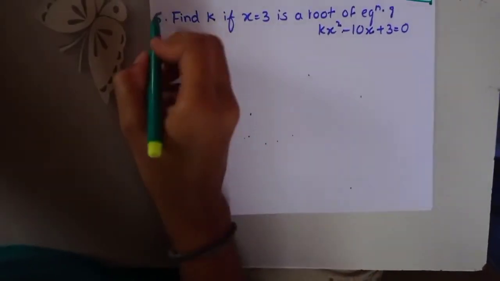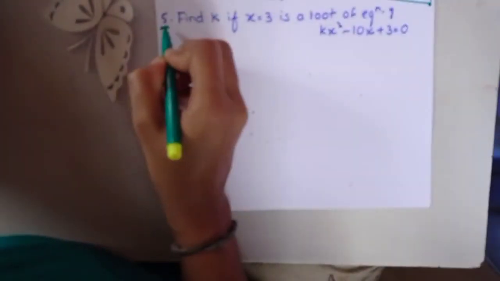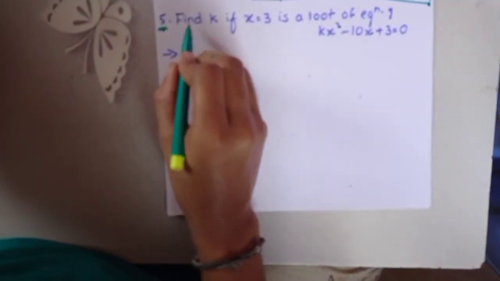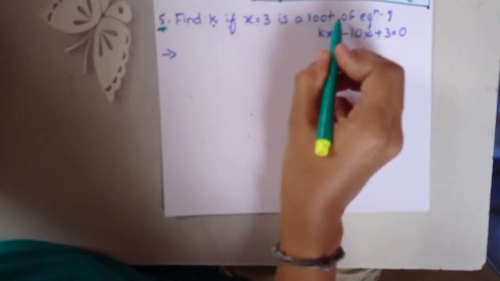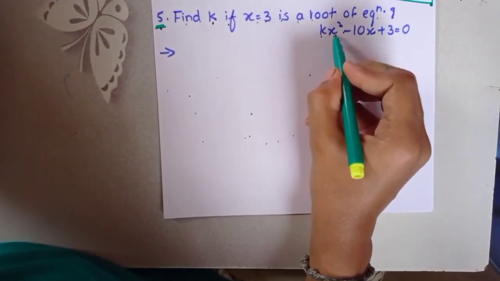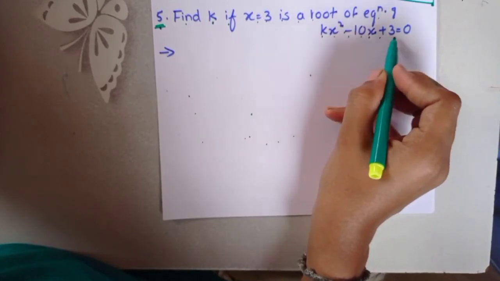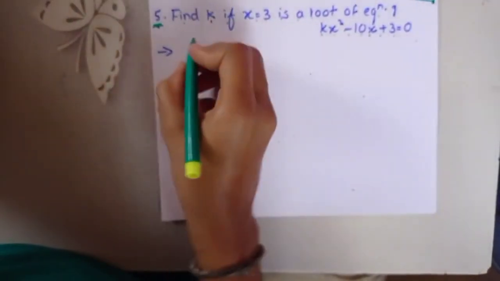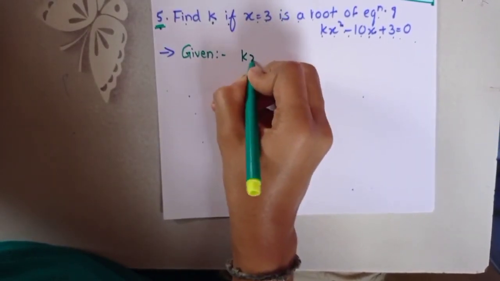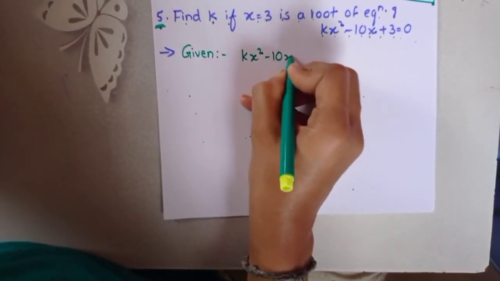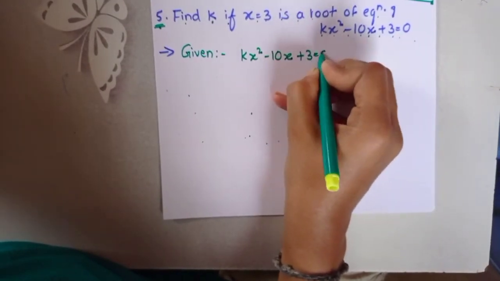Here, question number 5 from practice set 2.1 is: find k if x is equal to 3 is a root of the equation kx square minus 10x plus 3 is equal to 0. Now, given is kx square minus 10x plus 3 is equal to 0.